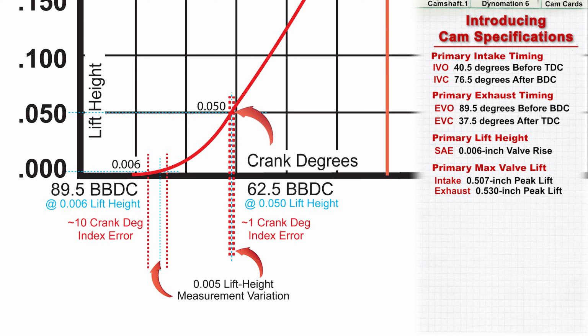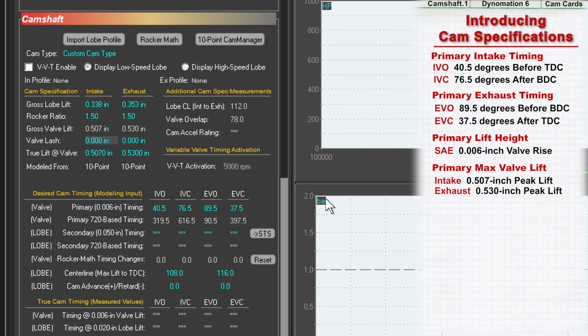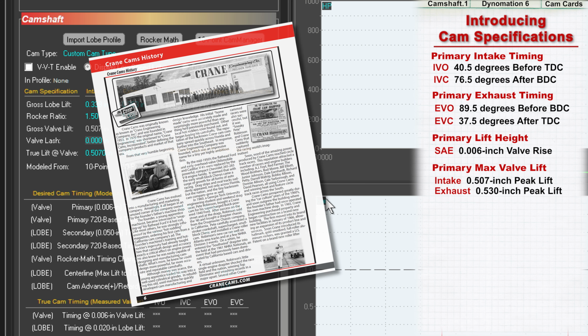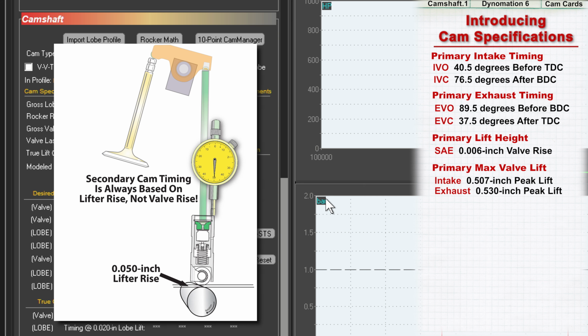They are measured at 50,000th inch lifter rise when the lifter is moving much more quickly on the sides of the lobes. This makes it easier for the cam installer to accurately locate the timing points and precisely index the cam to the crankshaft. Secondary timing values were first published by Crane Cams and have become a well-established worldwide standard. It is important to know that secondary timing is based on lifter rise, not valve rise. This was chosen to minimize confusion since rocker ratios, valve lash, and valve train configurations are not involved in measurements using secondary timing. With almost no exception, 50,000th inch secondary timing is measured directly on the cam lifter or follower.